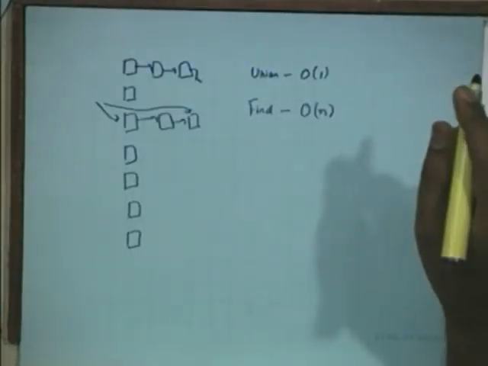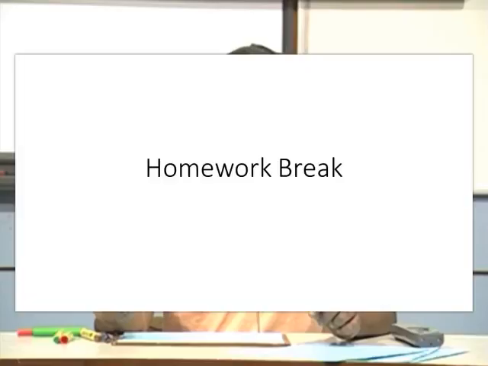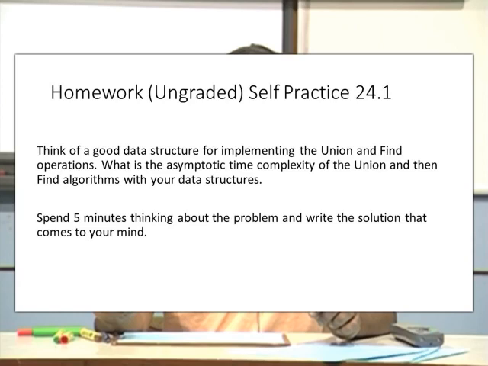Someone had another idea. What was your idea? Time for the homework break. So, this is self-practice homework. Give 5 minutes to think about a good data structure for implementing the union and find operations. And whatever data structures you come up with, think about the time complexity of the union and the find operations. We are going to cover the data structure in this class for this particular problem, but it's a good idea to spend 5 minutes thinking about it yourself. And when you are done, you can go back to the lecture.